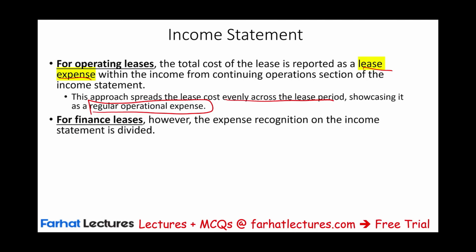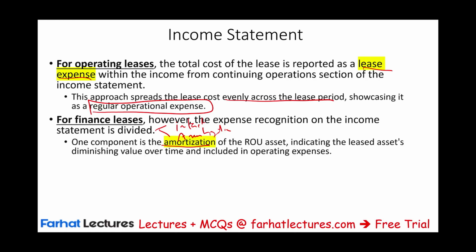For a finance lease, however, it's different. The expense recognition in the income statement is divided between what? It's divided between an interest component and an amortization component. One component is the amortization of the asset, which is included in the operating section.